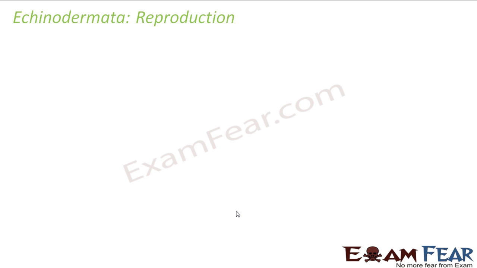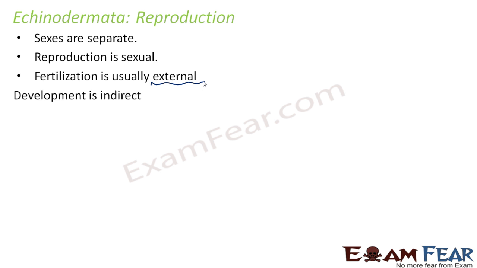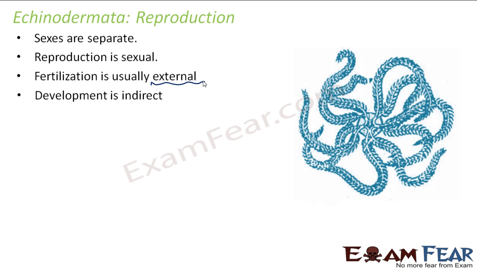Okay, so now the last part of echinoderms, where we will talk about the mode of reproduction. Here also it is mostly sexual reproduction. The sexes are separate. Fertilization is usually external, so the fusion takes place outside the body of the animal. Development is indirect, that is, the larval stage is involved. That's what we told, right? The larval stage is bilaterally symmetrical, but as it grows into an adult, it becomes radially symmetrical. So these are some of the characteristics and properties of Echinodermata.